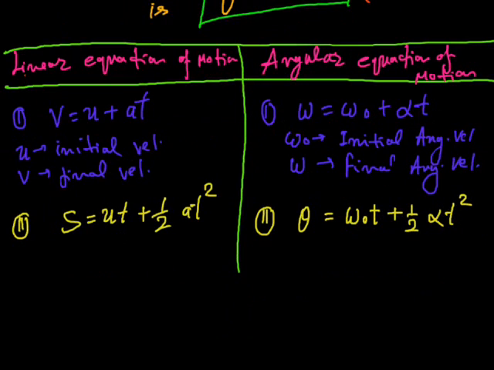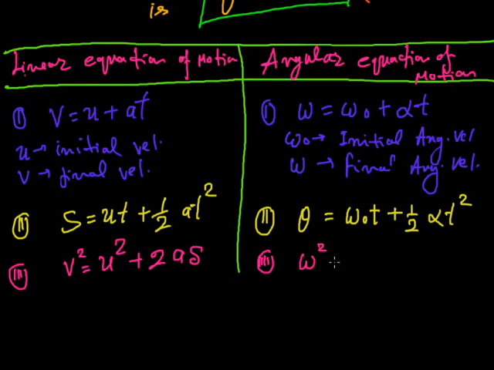Third equation will be v square is equal to u square plus 2as, and here third equation is omega square equal to omega 0 square plus 2 alpha theta.